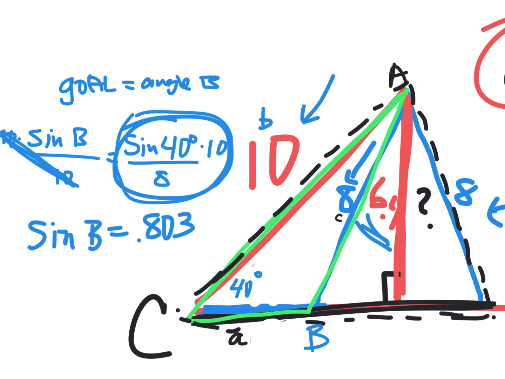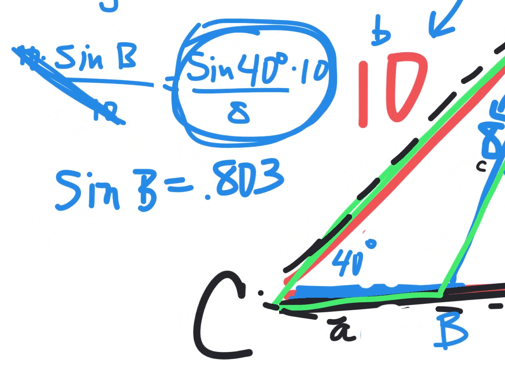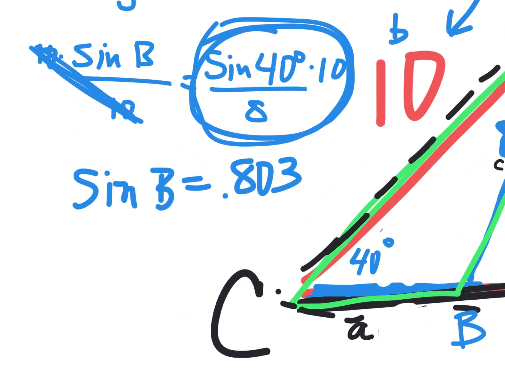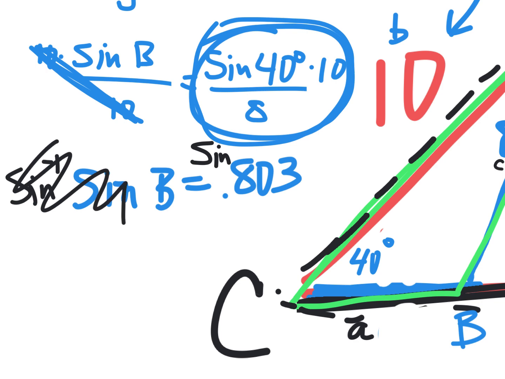0.803. Now, this goes back to, I think you last did this in geometry, which is a couple years ago. So, inverse sine, here's what it looks like. Sine with a little negative 1. It's right above the sine key on your calculator. You've got to hit second to get to it. And inverse sine cancels sine. So B is inverse sine of 0.803.